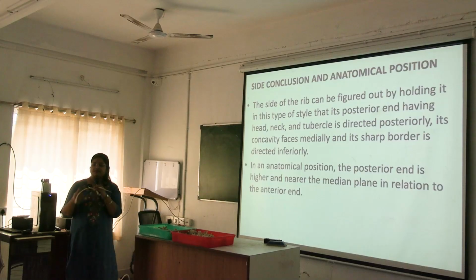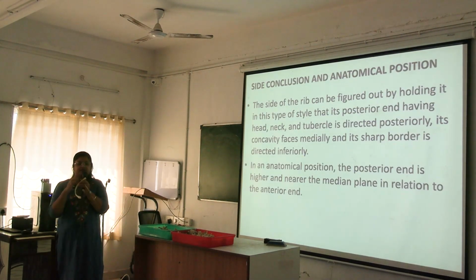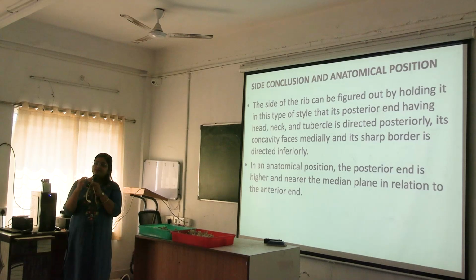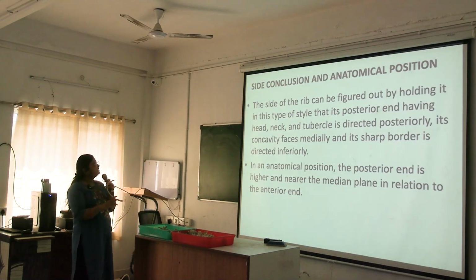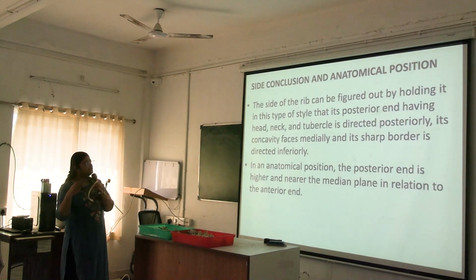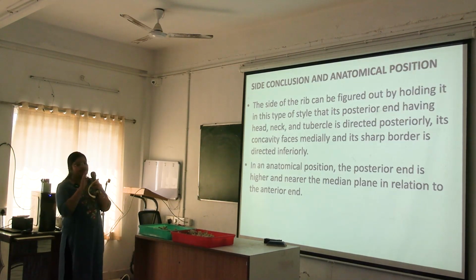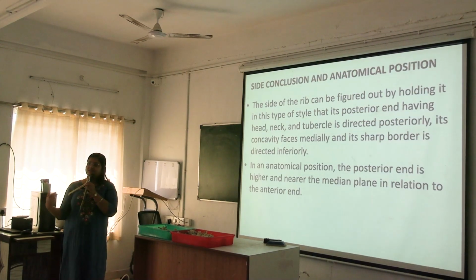See, this is a rib of the right side. So I will hold it with the right hand. The posterior end having the head, neck and tubercle will be placed posteriorly, and this end will be placed anteriorly. So anterior-posterior is done. Convexity will be directed laterally. So lateral-medial is done, and superior-inferior is determined by the presence of the costal groove. The costal groove is present near the inferior end of the rib.